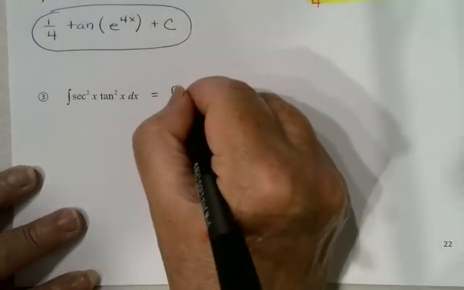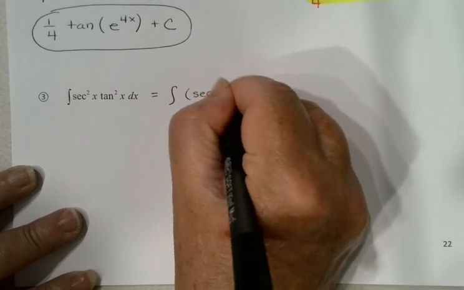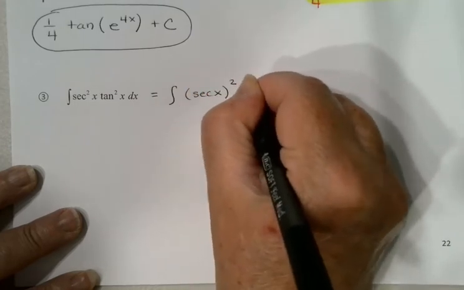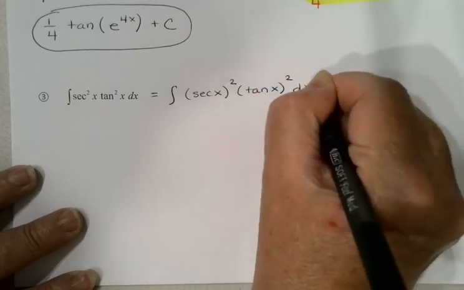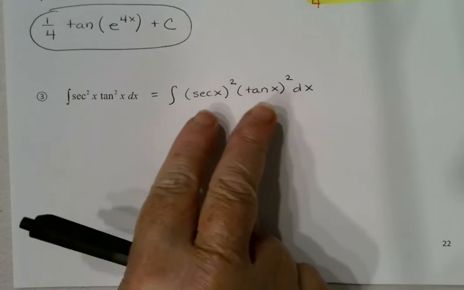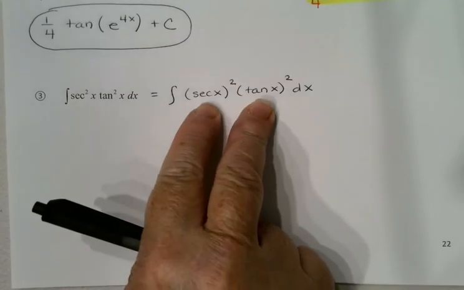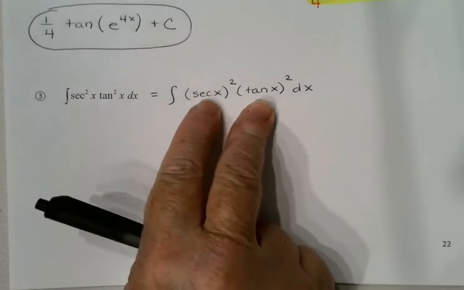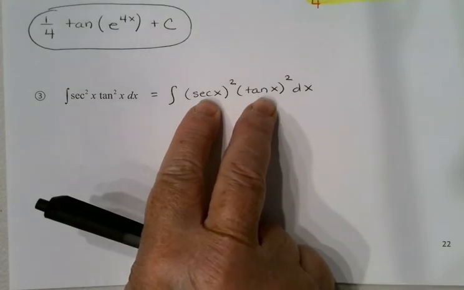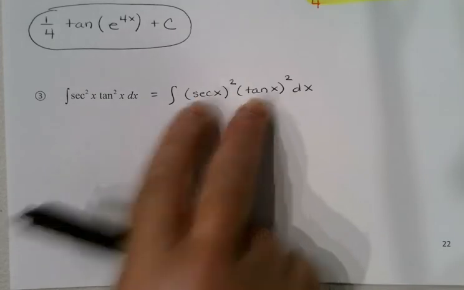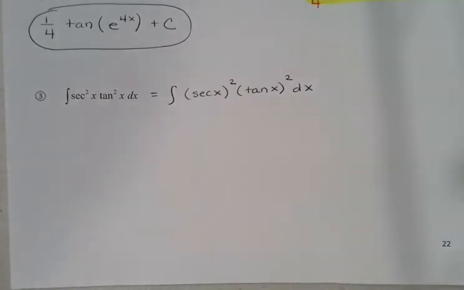First of all, let me think of this as secant of x squared times tangent of x squared dx. There are actually 2 candidates for the inner function here. I could let u be secant x, or I could let u be tangent of x. Which one's going to work better? Well, to answer that question, think about the derivatives, right? As soon as I pick one of them to be u, I'm going to have to take the derivative, du dx.